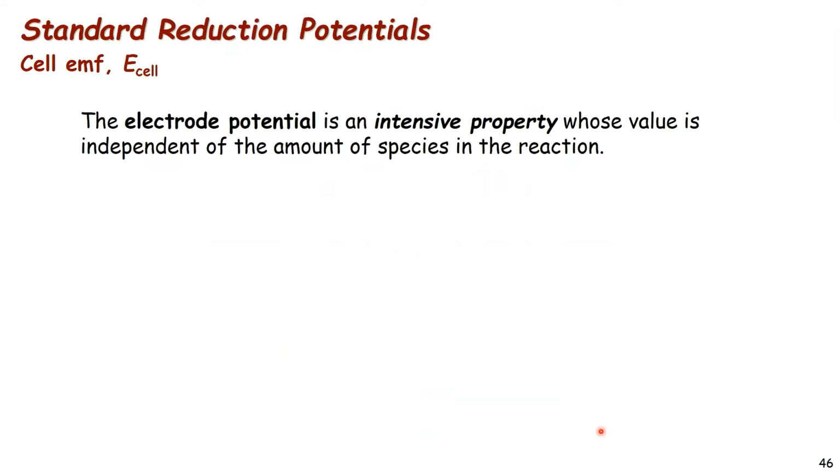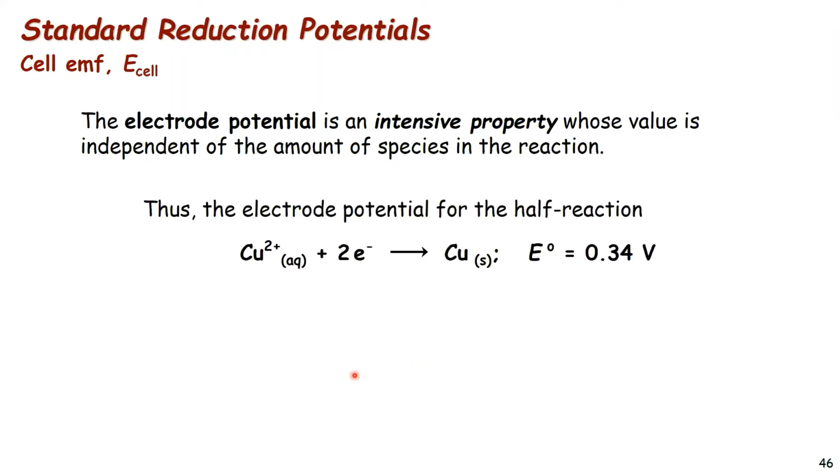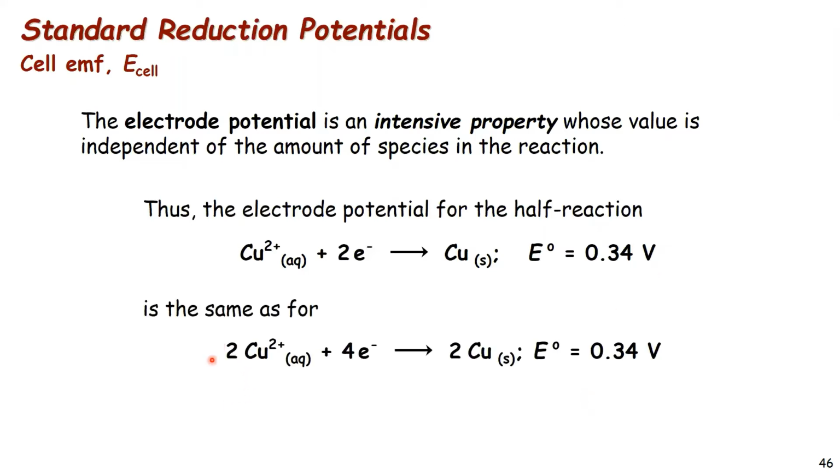Okay, so the electrode potential then is an intensive property whose value is independent of the amount of species in the reaction. Okay, so again, that's why the coefficients don't matter. So if I have copper 2 plus going to copper, and it has a standard reduction potential of 0.34 volts, if I multiply each of the coefficients by 2, that potential remains the same. We don't do anything to it. The only time anything happens to this is if we flip this reaction.